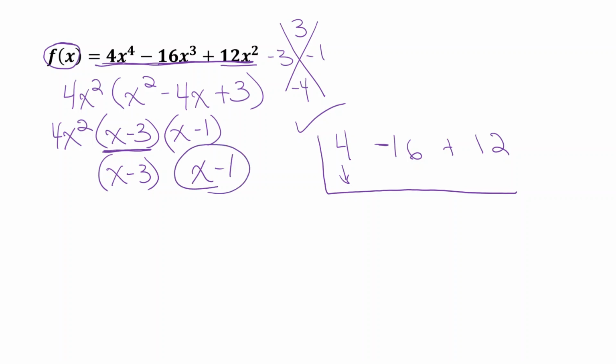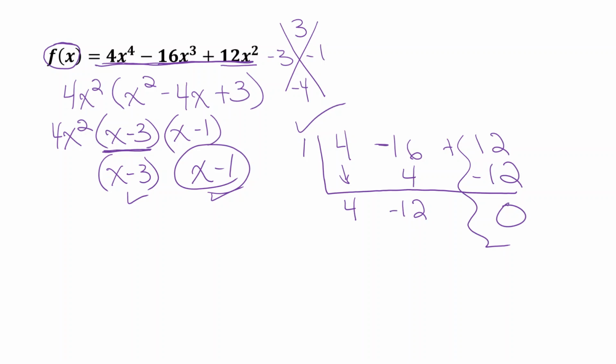Again, we try what number would make that a 0, and that's going to be 1. So let's multiply through. Bring down your 4 straight down. 1 times 4 is 4. Negative 16 plus 4 is negative 12. 1 times negative 12 is negative 12. 12 plus negative 12 is 0. So once again, my remainder is 0. So I've checked that both of these are indeed factors of this long function.